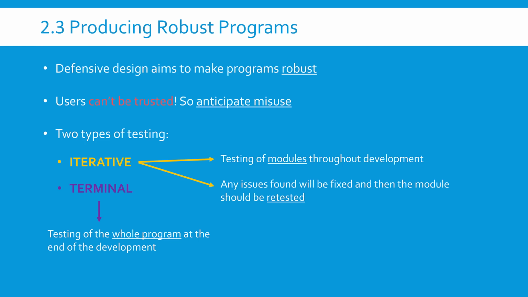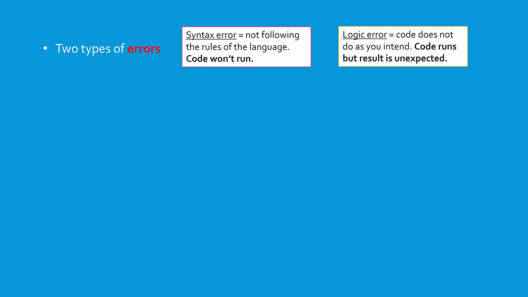Terminal or final testing comes right at the end, so you test the whole program, not just chunks of it. It won't just be one massive test, it will be broken down, but you're testing how things work together right after development. Errors cause issues and should be found during testing.